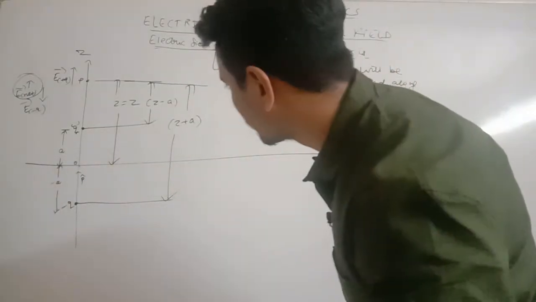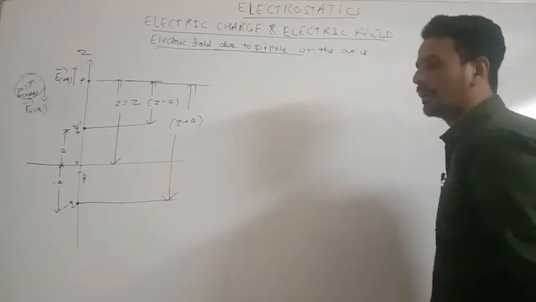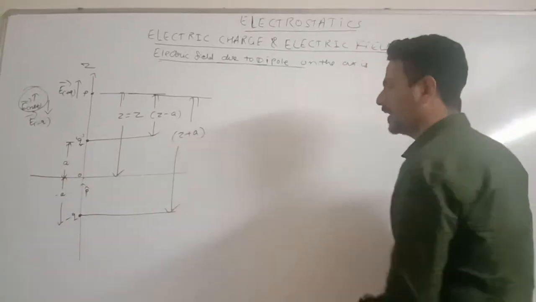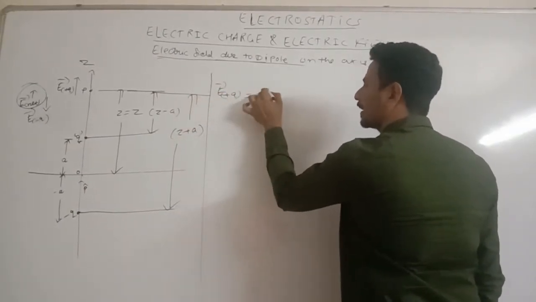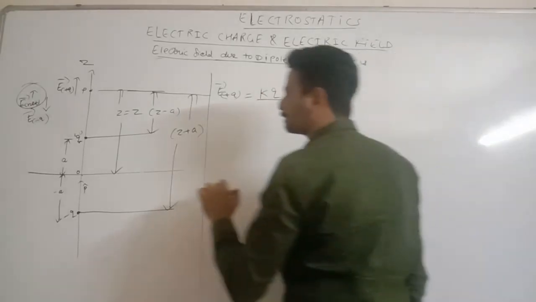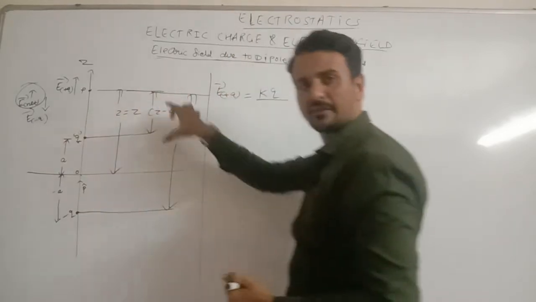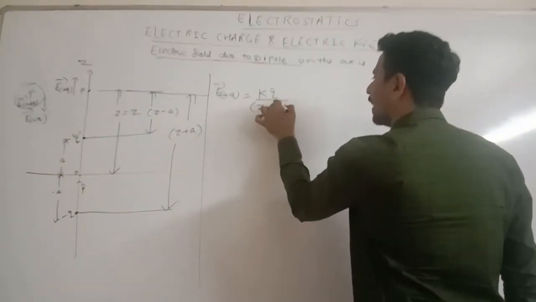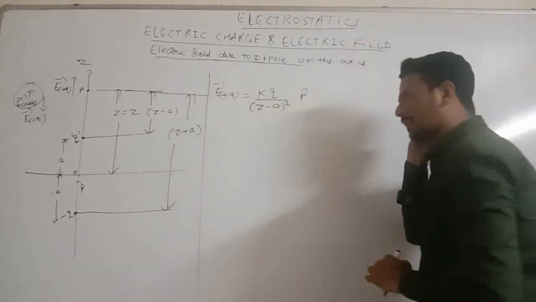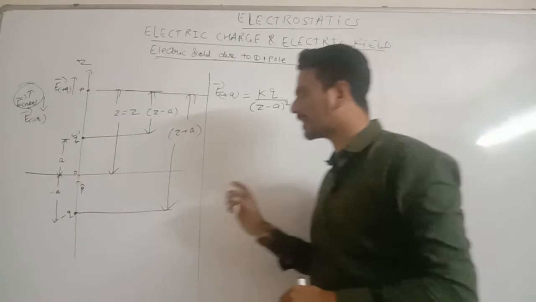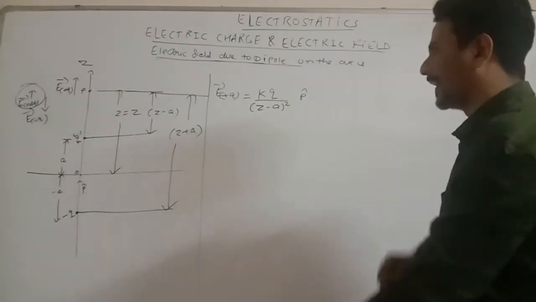Clear? Okay. We've seen that electric field because of a charge Q is KQ by R square, right? So electric field because of positive charge will be KQ upon the distance. This is Z, this is A, and this distance will be Z minus A. So KQ by R square into unit vector. Unit vector is to show the direction of electric field, right? And since we are discussing the electric field of a dipole, I am representing it with the help of a dipole moment.